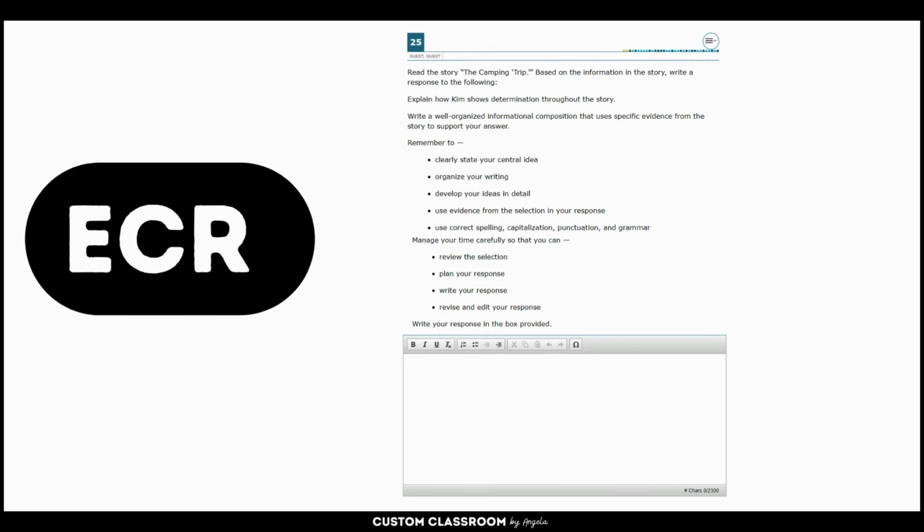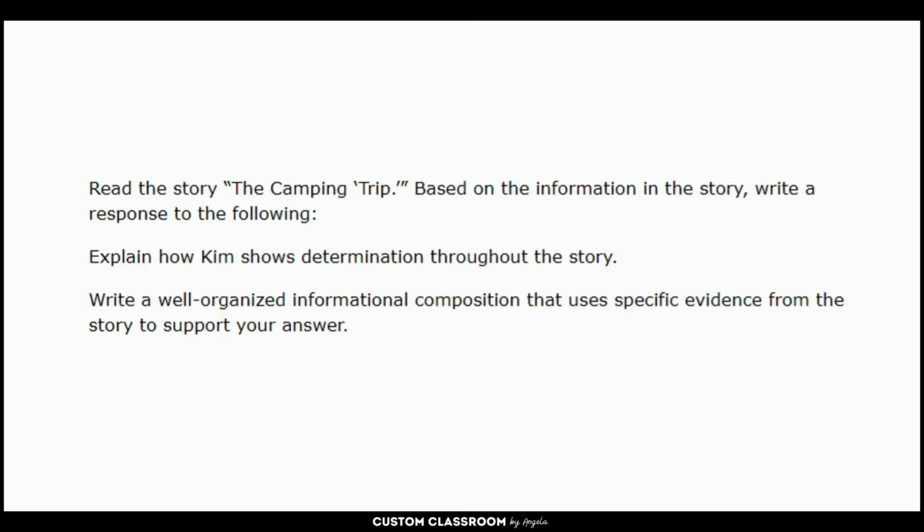Let's begin with the ECR prompt for 5th grade. Read the story, The Camping Trip. Based on the information in the story, write a response to the following. Explain how Kim shows determination throughout the story.